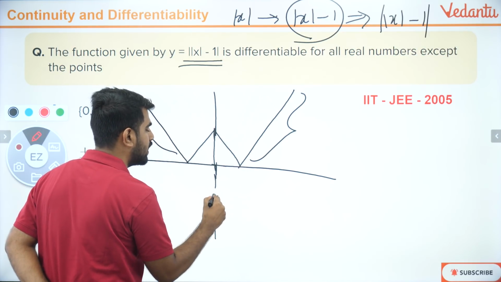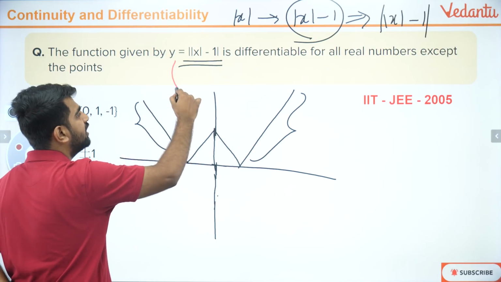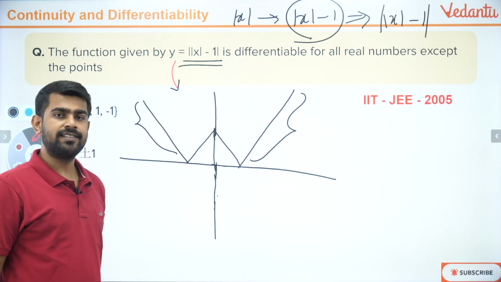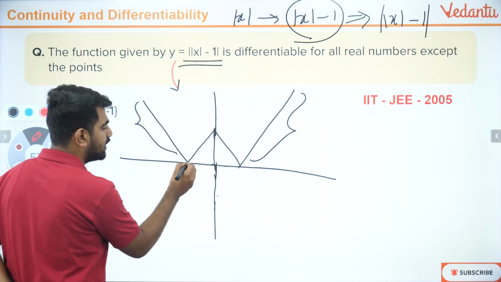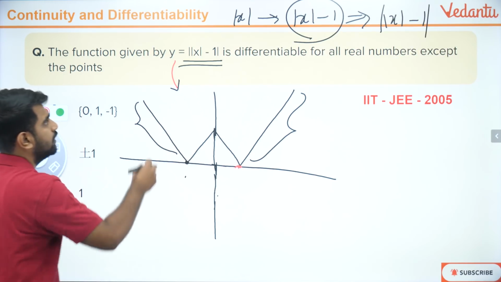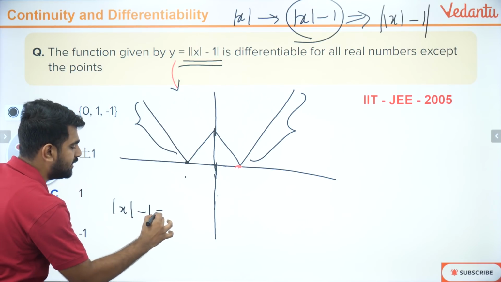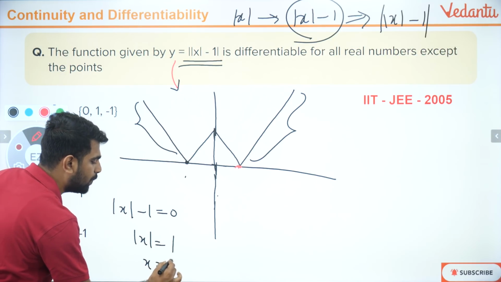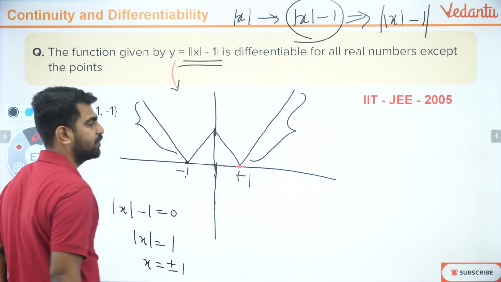Are you guys able to follow now? So this is my graph of whatever they have given in the question. Is that clear, guys? Very nice and interesting question. So first, we'll figure out what these points are. At this point, my function is taking the value 0, na? So when will y be 0? Y will be 0 when mod x minus 1 is equal to 0. That means mod x is equal to 1. That means x is equal to plus or minus 1. So this is minus 1 and this is plus 1.